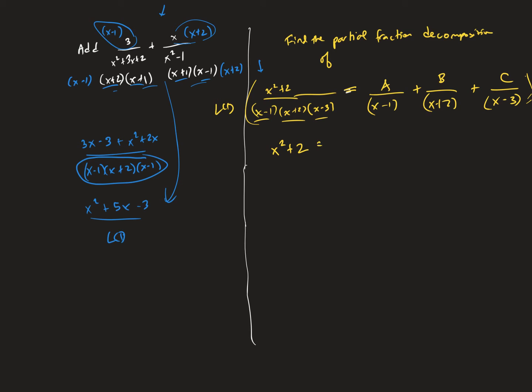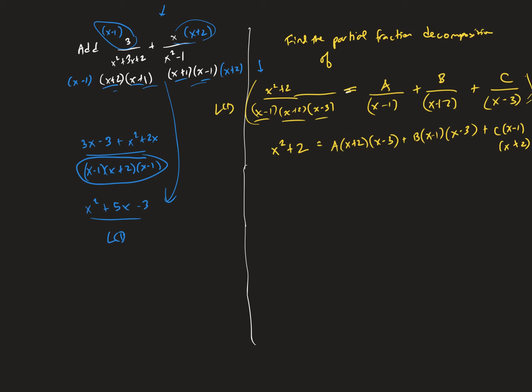When I do this on the right-hand side, the first fraction, the x minus 1, would cancel. That would leave me with a times (x plus 2)(x minus 3). From the second fraction, the x plus 2 would cancel, leaving me with b times (x minus 1)(x minus 3). From the third fraction, c times (x minus 1), and I'm running out of room, (x plus 2).